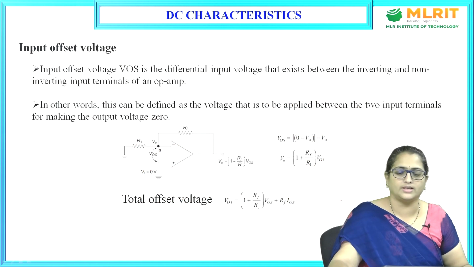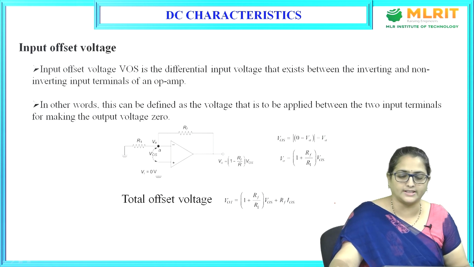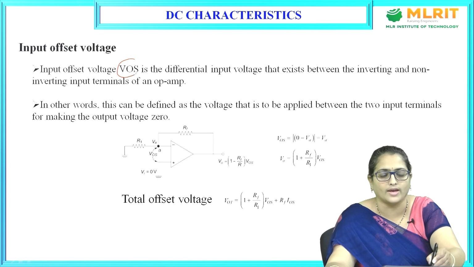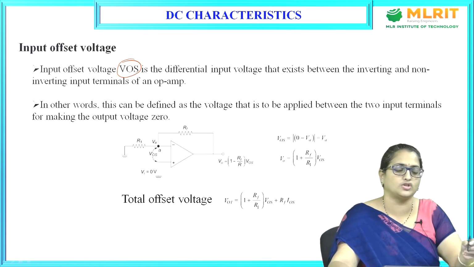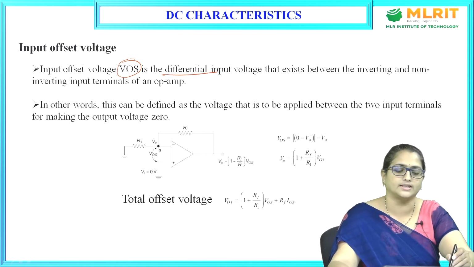The third one is input offset voltage. Input offset voltage is denoted VOS, and it is defined as the differential input voltage that exists between the inverting and non-inverting terminal of an op-amp.